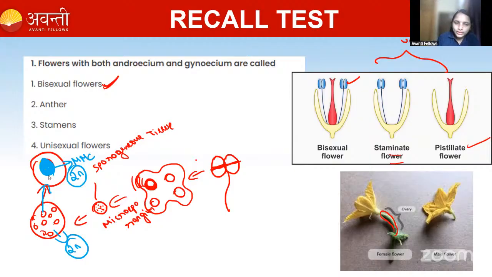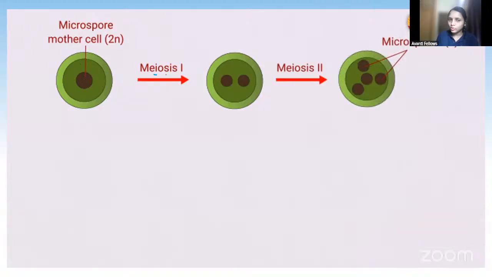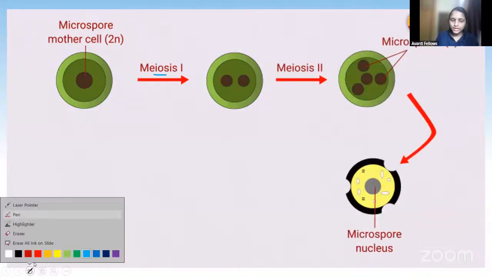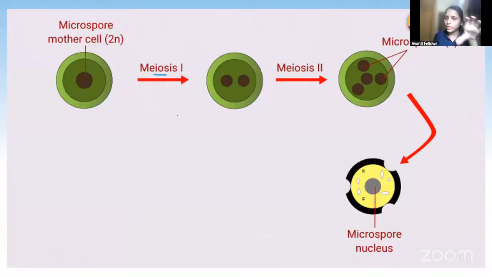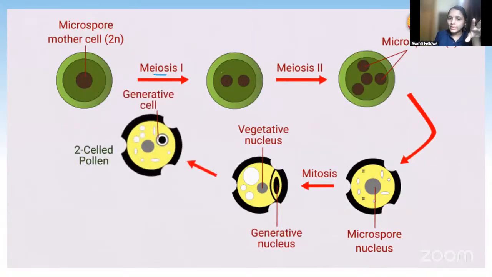Now you see here, guys, in the sporangious tissue, one cell is differentiated into the microspore mother cell that is diploid. That microspore mother cell will undergo meiosis 1. I think you studied the cell cycle, right? In meiosis 1, that diploid cell is divided into 2 cells, and those are haploid, right?